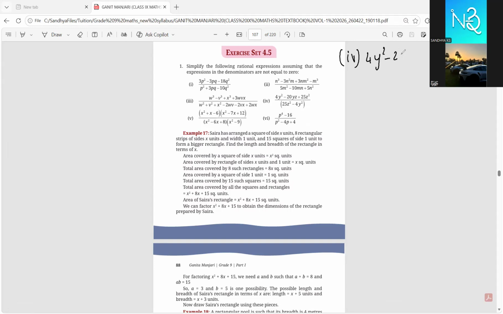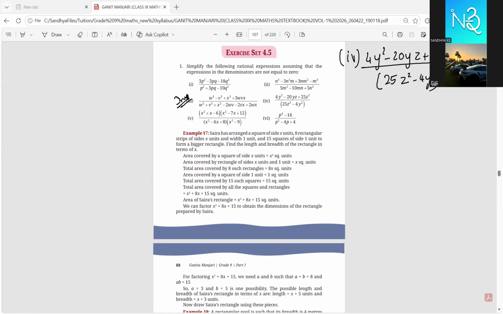4y squared minus 20yz plus 25z squared over 25z squared minus 4y squared. It is a very easy question only. The before question, as I told, is important. The third question is important. This is also important only. But that can have more marks mostly.